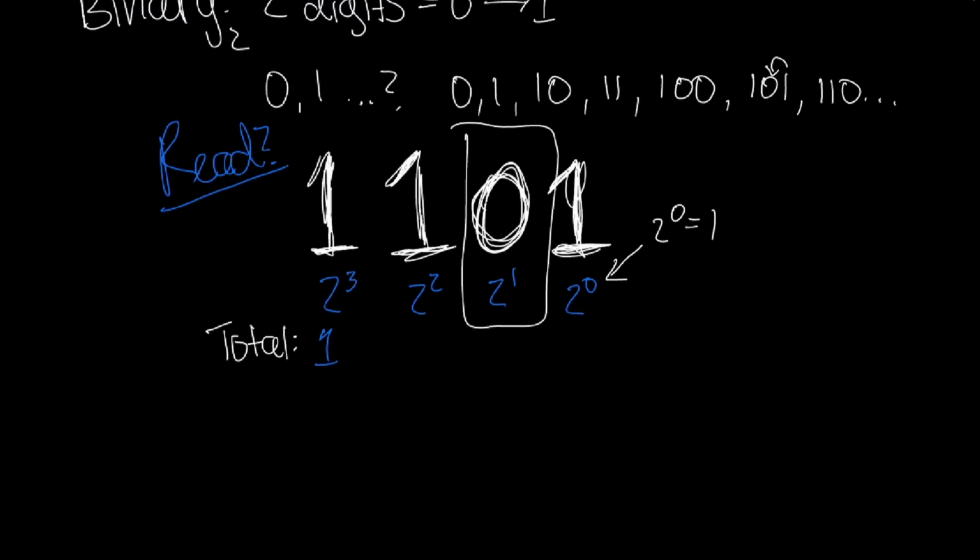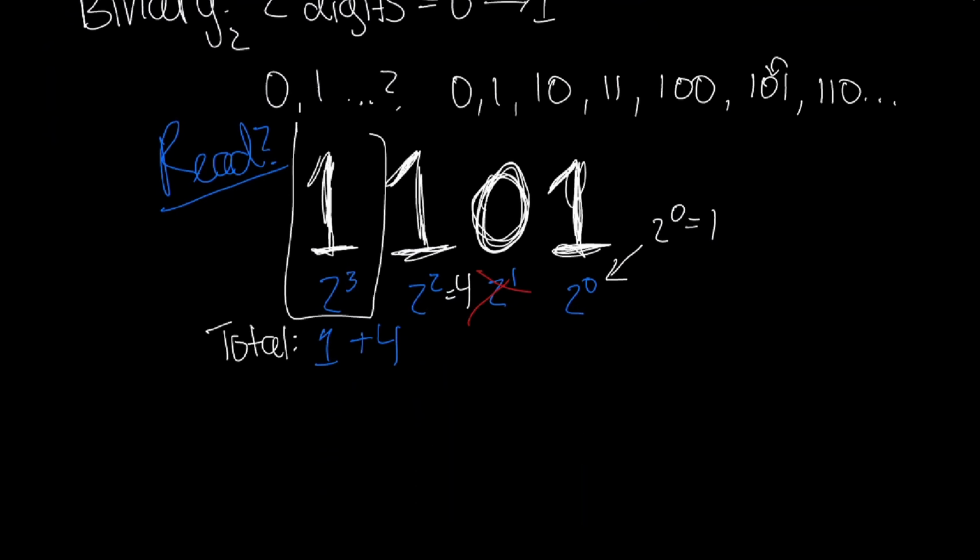We're going to look at this one. We're going to say, okay, is there a 1 here? No, there's not. So we're just going to skip this one and move on. Next one, do we have a 1 here? We do. Perfect. So we're going to take 2 to the power of 2, which we know is obviously 4. And then we're going to add it down here. So we're going to say 1 plus 4.